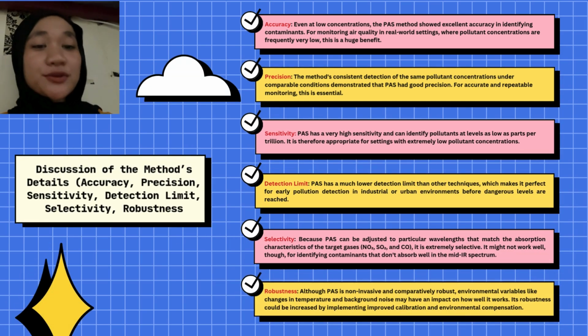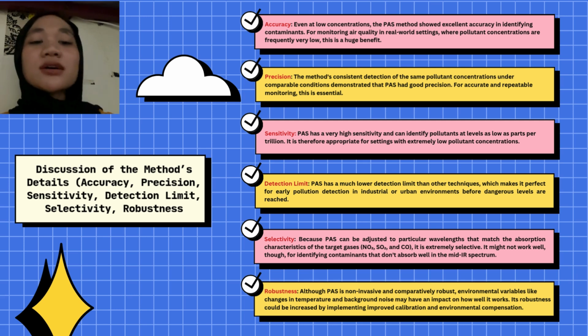The first is accuracy. Basically, PAS is very accurate. Even at low concentrations of pollutants, it can detect trace amounts of gases, making it ideal for monitoring air quality in places where pollution levels are very low. About the precision, PAS shows consistent results when measuring the same pollutant multiple times, which makes it reliable for continuous monitoring over long periods.